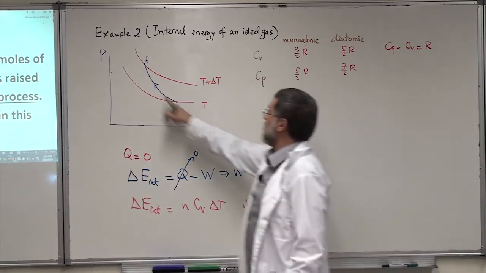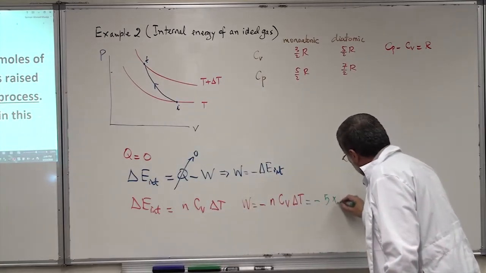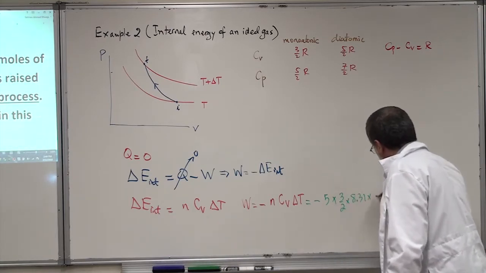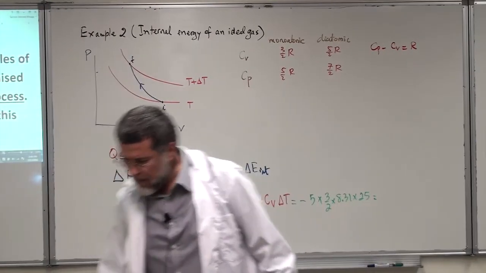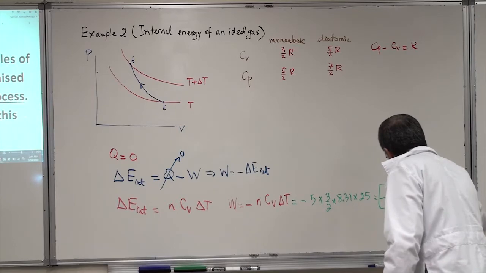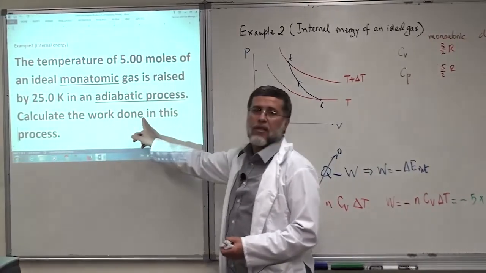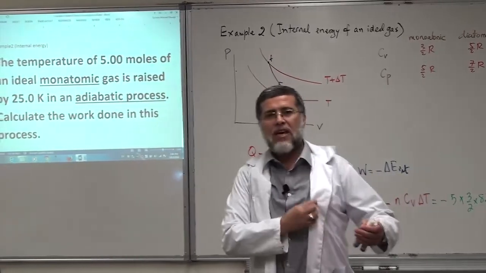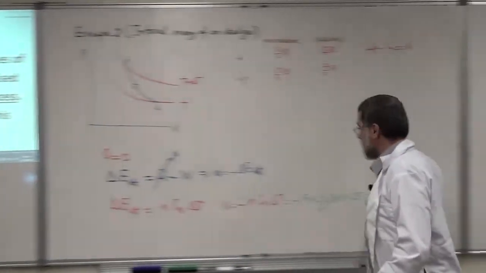Remember, we said it's a compression, and when the compression happens, the volume decreases, and the work will be negative. So it is 5 times 3 over 2 times R, which is 8.31, times delta T, which is 25 Kelvin. If you do the calculation correctly here, you get minus 1,558 joules. That's the work done by the gas in this process. Because it's a compression, it's an external work. The gas is compressed, so this is the work done on the gas, hence the minus sign.